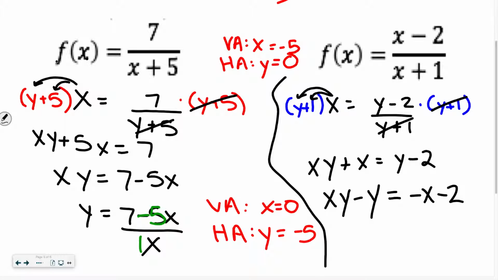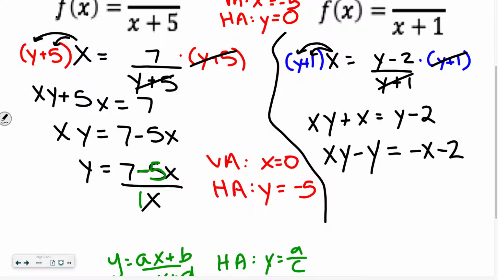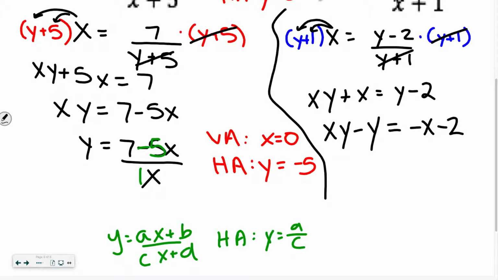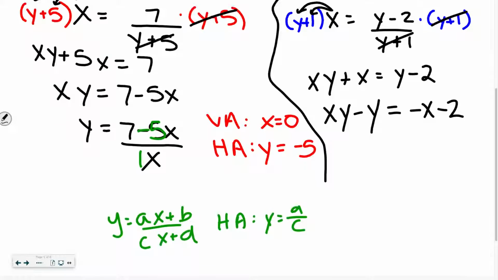But xy minus y is not just y. So you have two things that are being subtracted. They both have y in them. So you can factor out a y from both terms. If xy minus y, if both of these terms have y, I could take y out. What's left over? x minus 1, y.